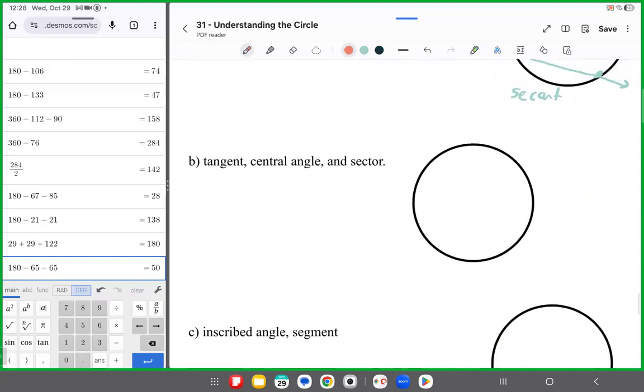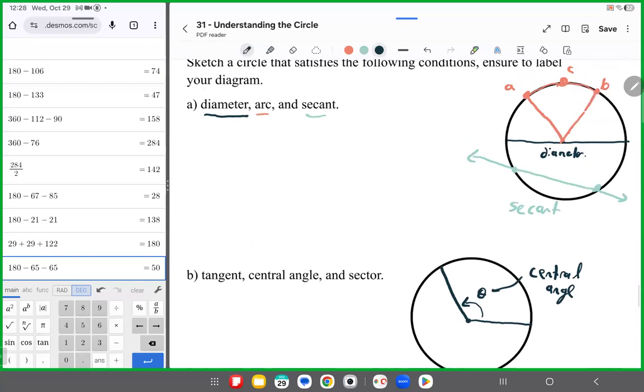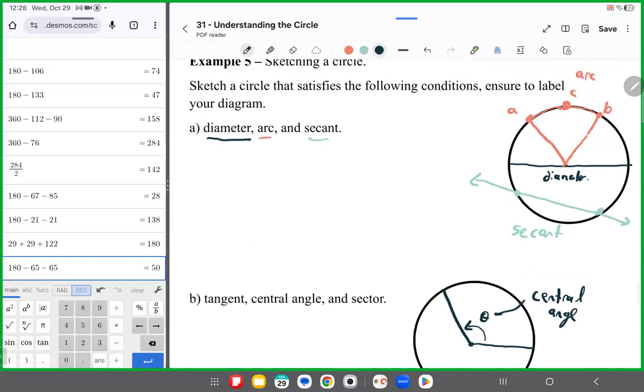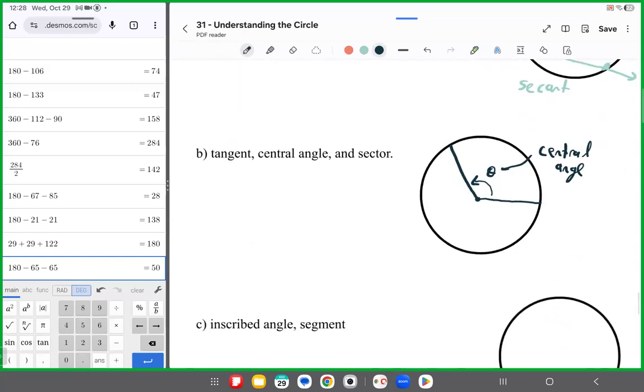Letter B, we need a tangent, a central angle, and a sector. Okay. So let's do that. So let's draw out the center of the circle. We need a sector. So that's like a pie slice. So here, this will be the central angle. I tried to avoid drawing the angle up in there because otherwise that would include the central angle, even though we're going to find out in the lesson of next time that the arc will involve the central angle as well, but that's okay. So there is our central angle.